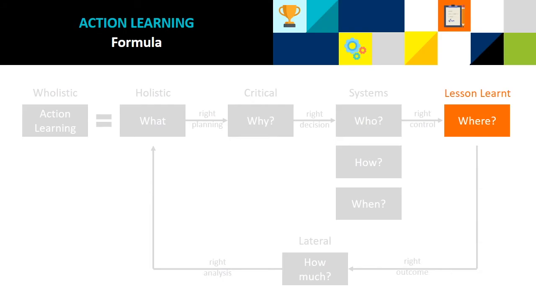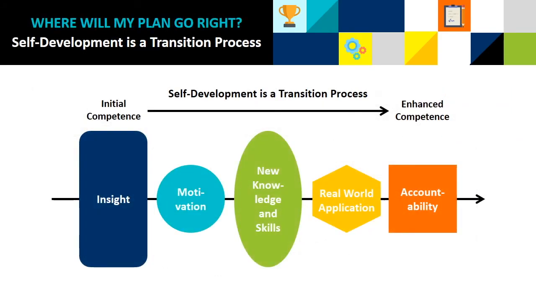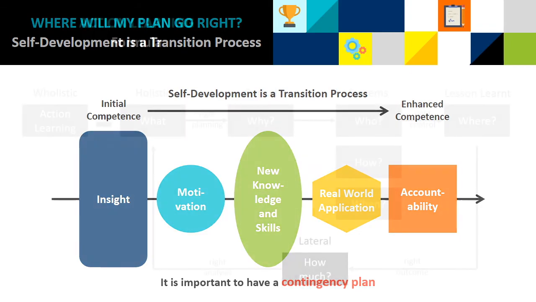Here I believe that self-development is a transformation process, a continuous process from core competence to make a distinct competence. Here there are 5 processes, and each process sometimes can either go right or wrong, especially in the last 2 processes. Thus, it is important to have a contingency plan in every process. And now the last question is how much improvement do I need to achieve my plans?